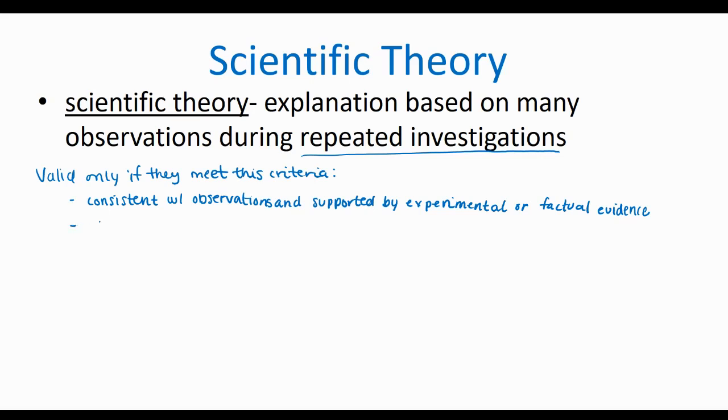Theories also make predictions that can be tested. So the theory has to be testable. We have to be able to run an experiment about it. And also it has to be the simplest explanation of the observations.